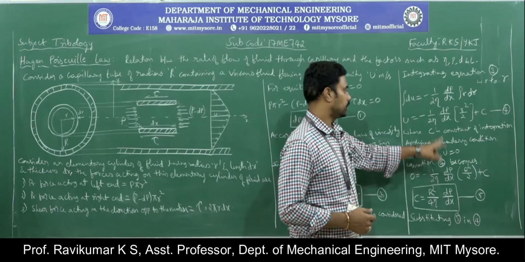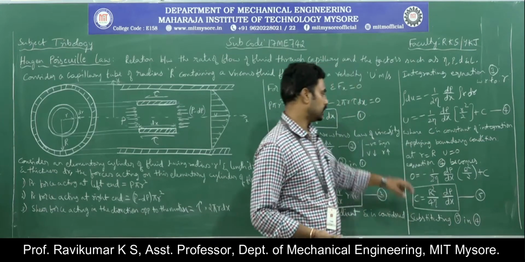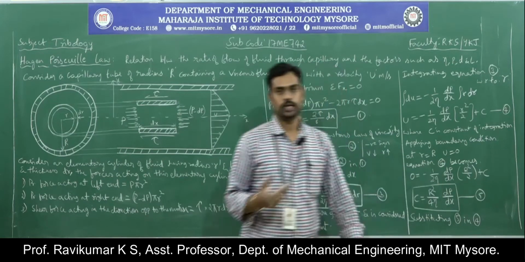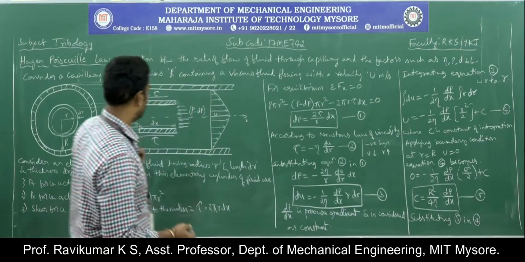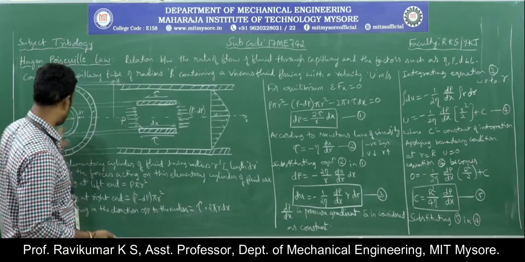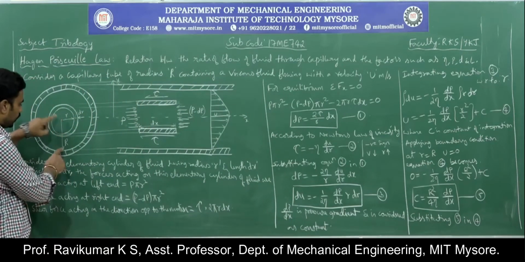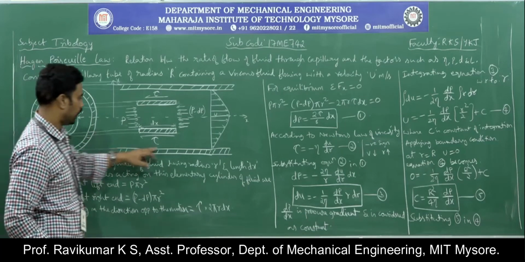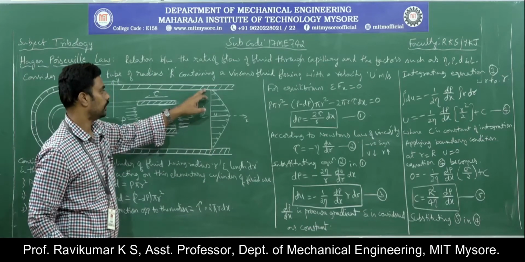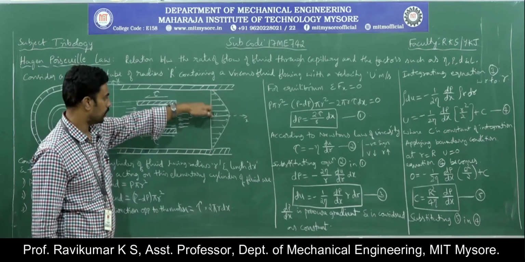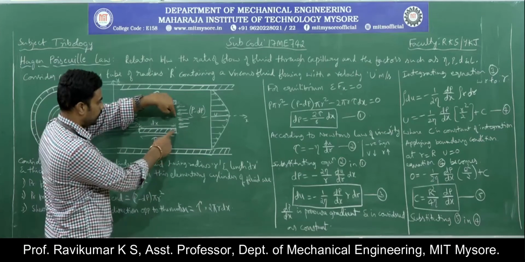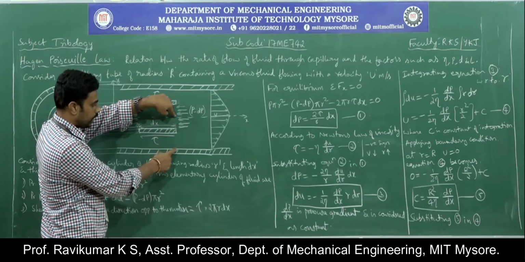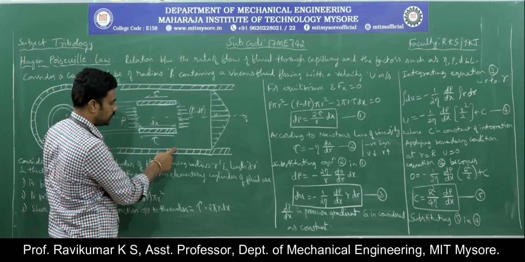Now applying the boundary condition. The boundary condition is at small r equal to capital R. What is u? u will be equal to 0, because at the end, capital R means from here to here. At this surface, the velocity will be 0. Small r is considered from here to here, this is the small r. When r is equal to capital R, the velocity is 0 at this particular surface.